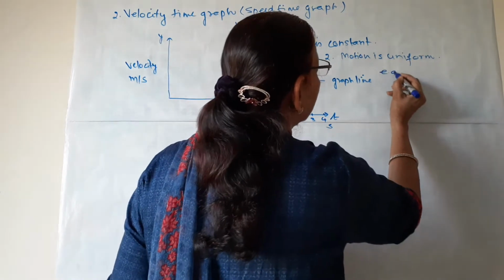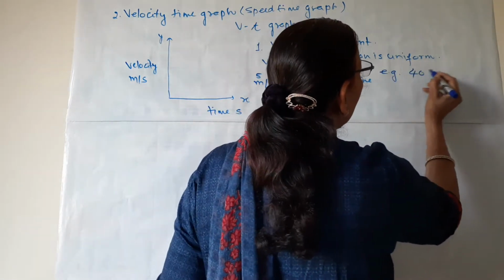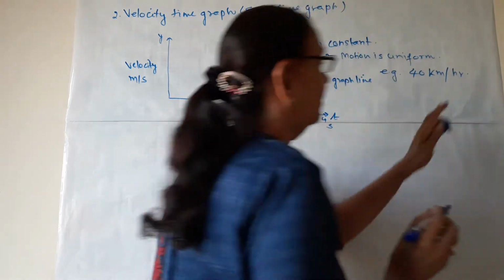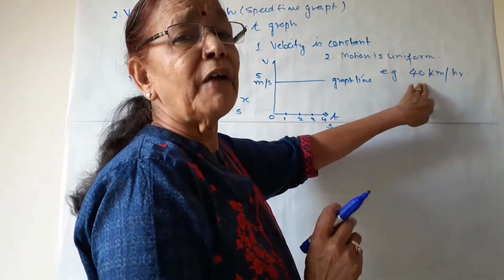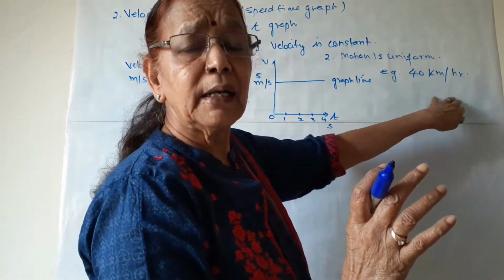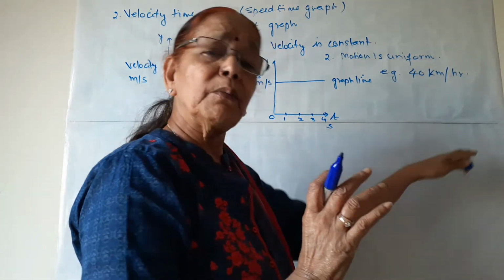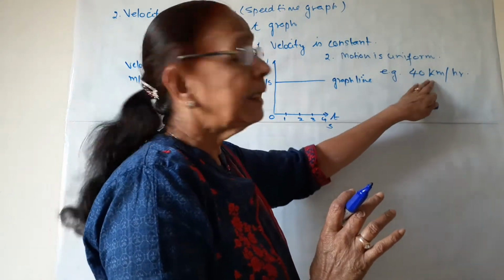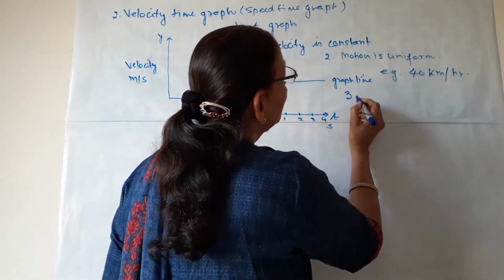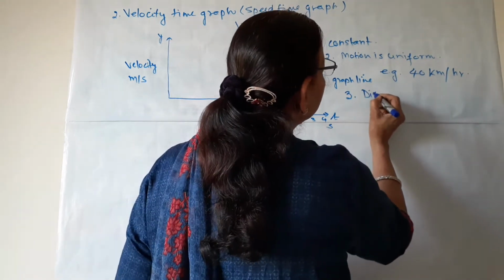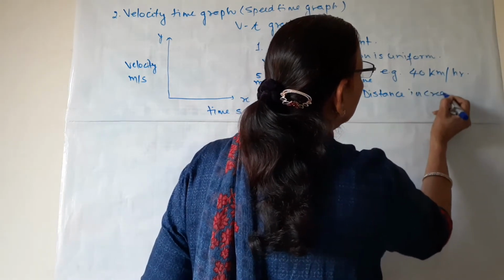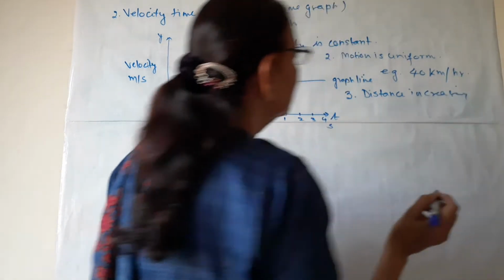So here the speed or velocity is constant. We can take an example. Suppose a car is going at 40 km per hour. Every hour it travels 40 kilometers. Second hour 40, third hour 40. The motion is there, but it is constant or uniform motion. So the third point will be distance increasing. Can you see the distance is increasing or not?